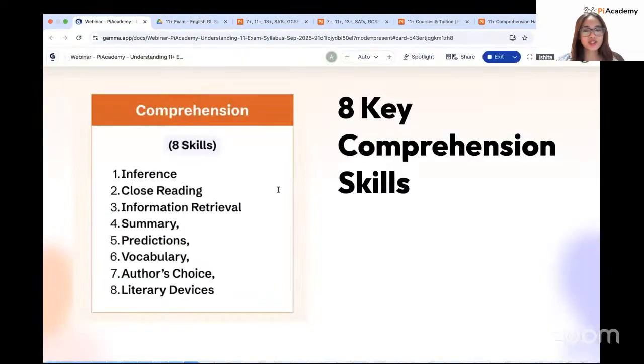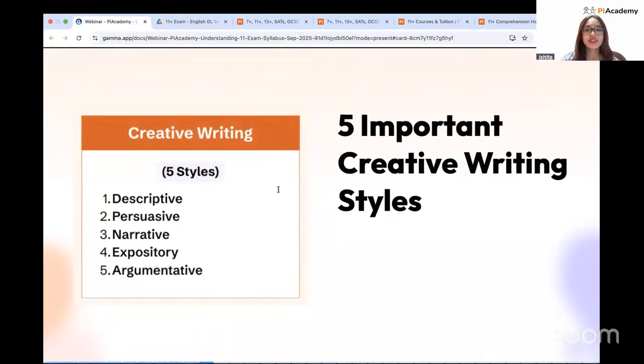Now let me go back to the PowerPoint. The next style of questions that you will have to sit in the 11 plus exam is the creative writing. So this is in the 11 plus English exam. There's 5 different styles. We have descriptive, persuasive, narrative, expository, and argumentative.